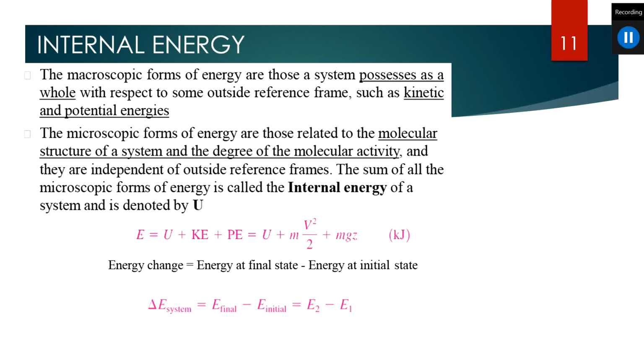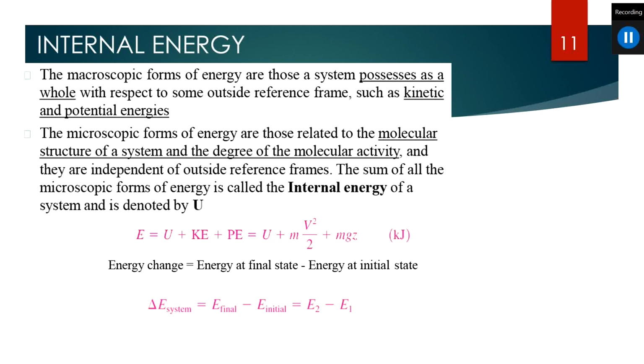Microscopic energy means those related to the molecular structure of the system, at the molecular level: the movement of the molecules, their activities, and the interactions. These are the microscopic energies, and they are independent of outside reference frames. The sum of all the microscopic forms of energy is called internal energy. That means the sum of all the interactions between the molecules of the system is known as the internal energy of a system, and it is denoted by U.